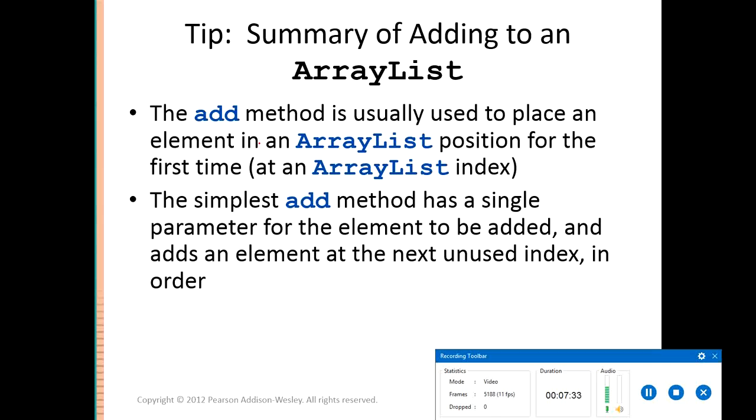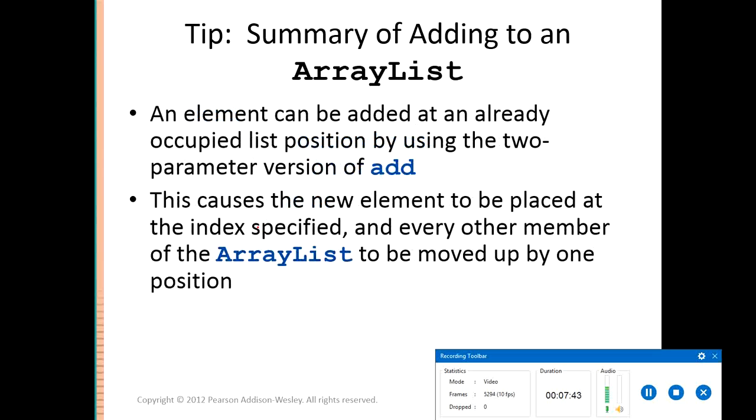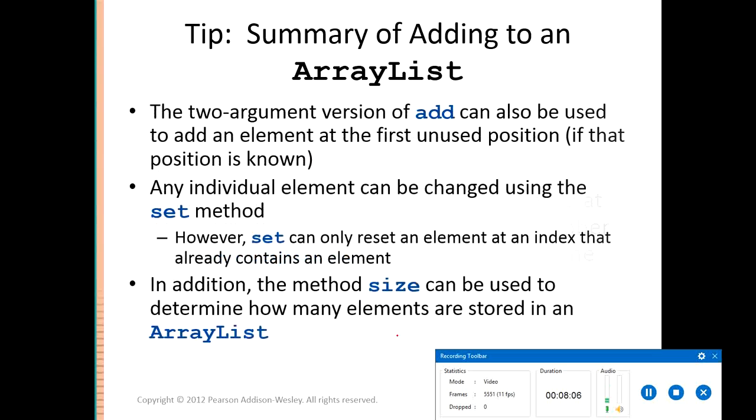The add method is usually used to place an element in the ArrayList position for the first time. The simplest add method has a single parameter, but we can have another add method also. An element can be added at an already occupied list position by using the 2 parameter version. So this causes the new element to be placed at the index specified, and every other member of the ArrayList will be moved up by 1 position, right? So if I insert something here, every other element will be moved up by 1 position.